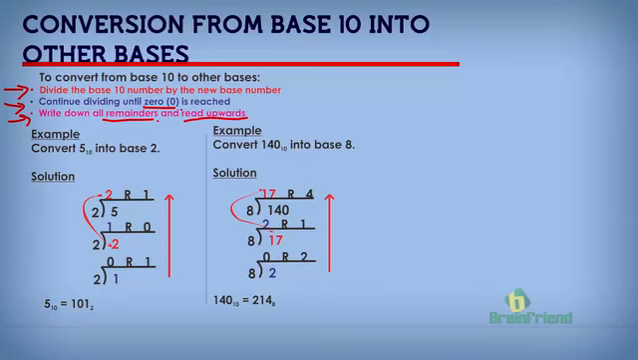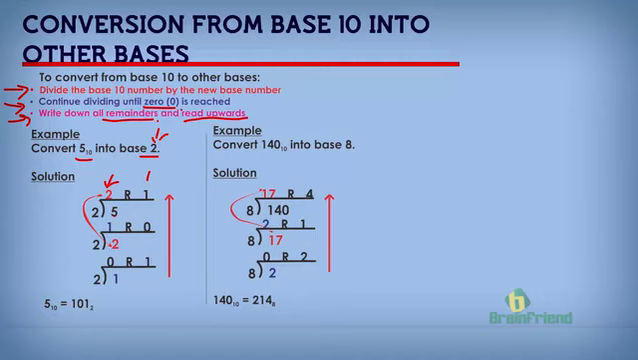Let's take a look at a typical example, and then we'll follow our steps. Convert 5 base 10 into base 2. How do we do this? First, divide our base 10. Our base 10 is 5. So divide it by the base in which you want to convert to, which is base 2. So we say 5 divided by 2. That gives us 2. That's our quotient. And then we have a remainder 1. So 5 divided by 2 is 2, remainder 1.